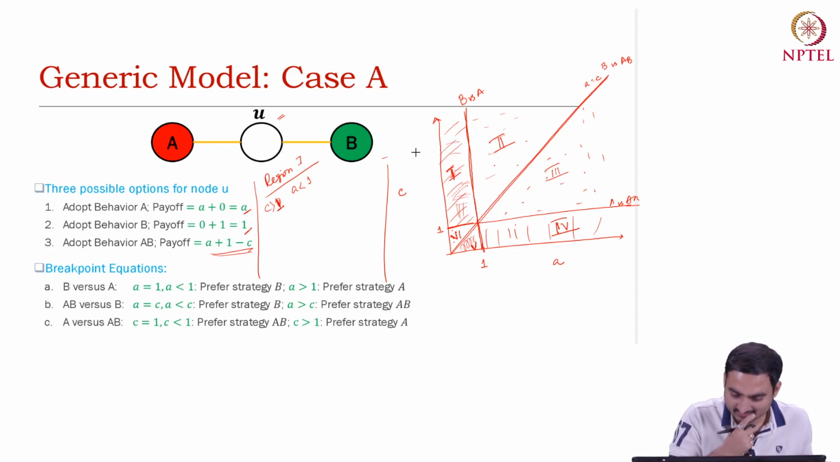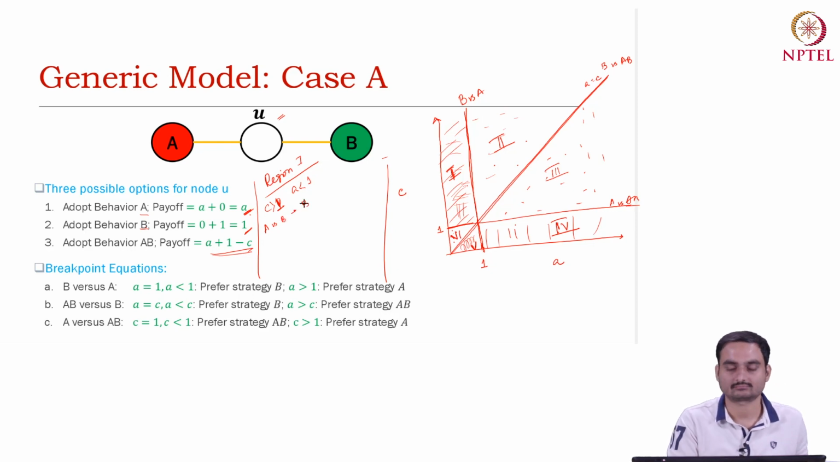So if C is greater than 1 and A is less than 1, let's look at things between A and B. Which one will be chosen? Which one is higher? If we choose A, it is A, otherwise 1, right? Now A is less than 1. So between A and B, B will be preferred, because B is 1 and A is less than 1.